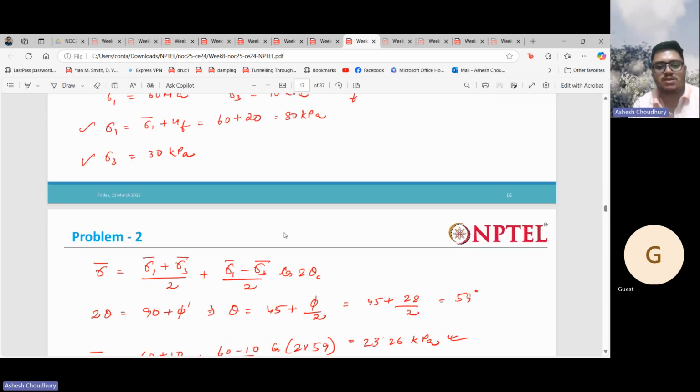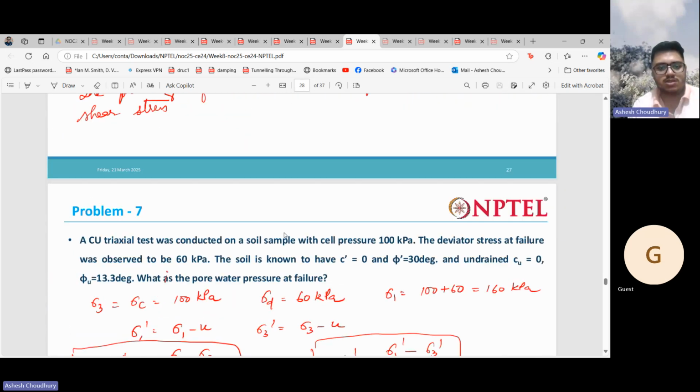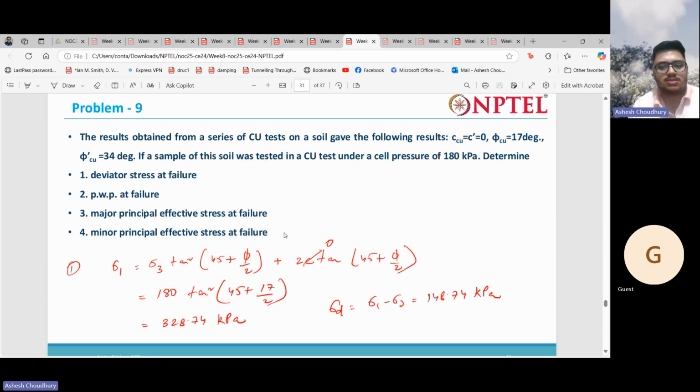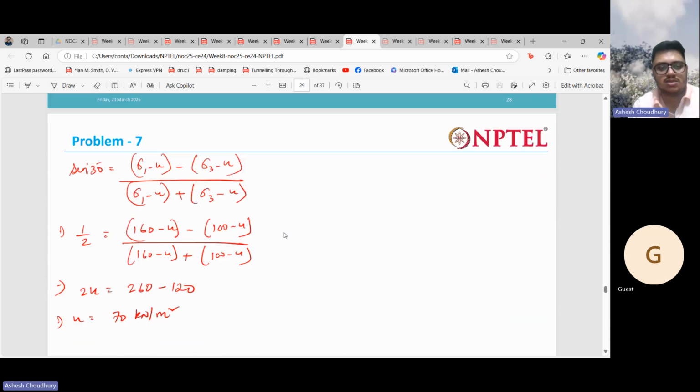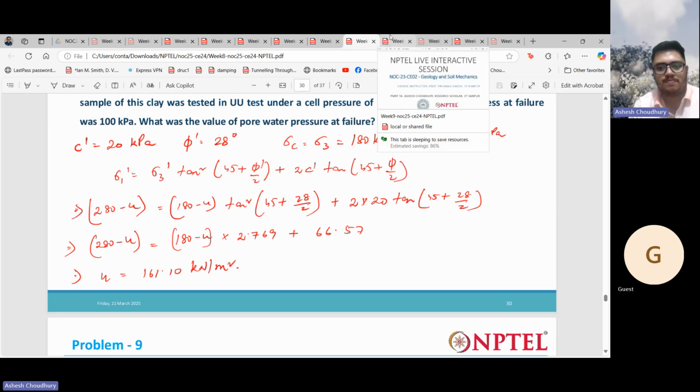Now, these are some of the problems that we solved. It's quite easy, nothing much to discuss. They are directly related to the shear stress in the triaxial test and the basic equation, which you have to remember: sigma 1 is equal to sigma 3 tan squared of (45 plus phi by 2) plus 2c tan of (45 plus phi by 2). Everything else is related to that itself.